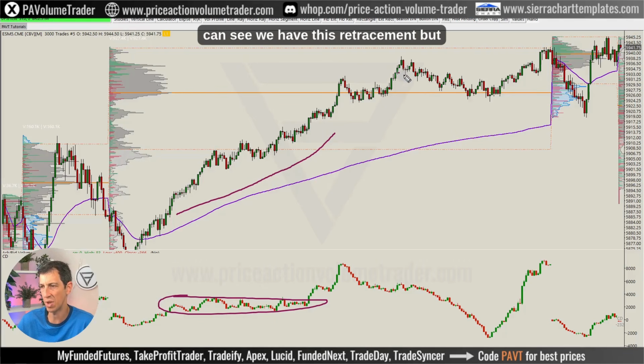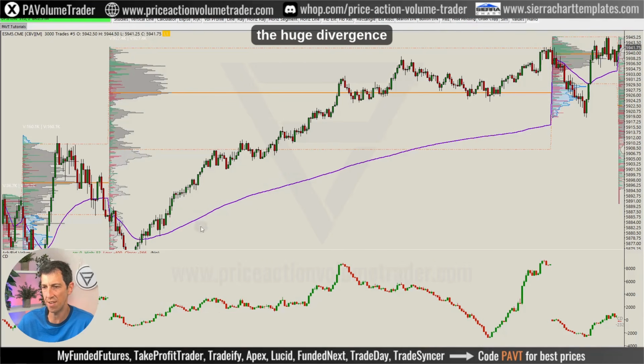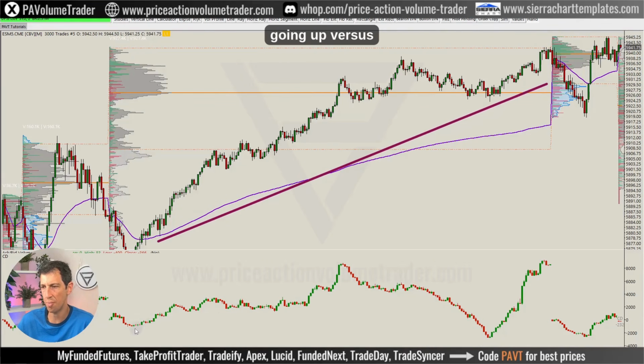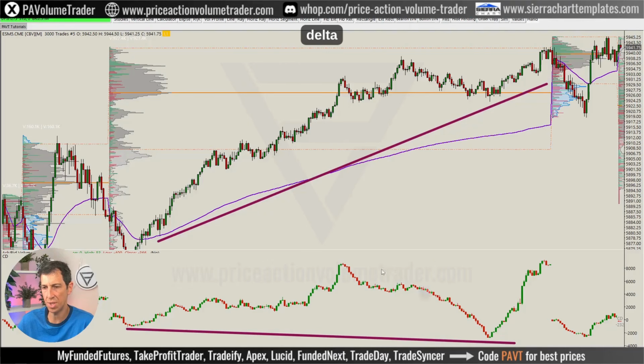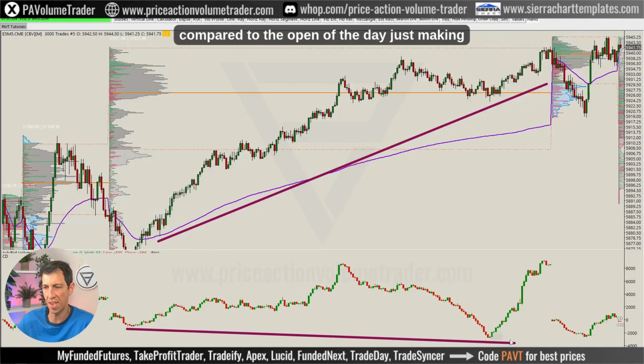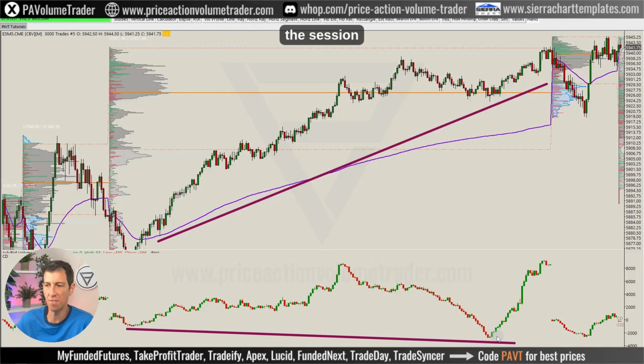Then like here, you can see we have this retracement, but delta was highly, highly negative. And you can see just the huge divergence that we have of price going up versus delta compared to the open of the day, just making lower lows there towards the end of the session.